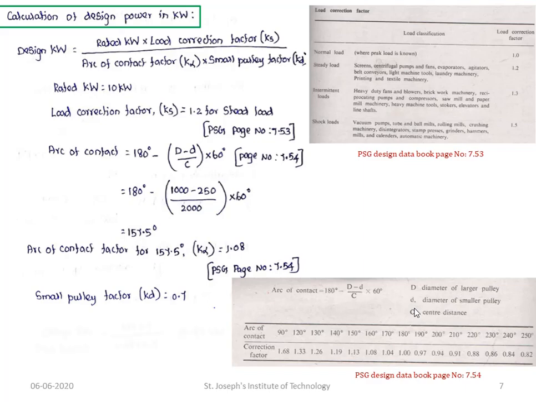So if I substitute all the values in this formula, I will get my design kilowatt. Next I am going to calculate the load rating. Before that I need to select the belt.